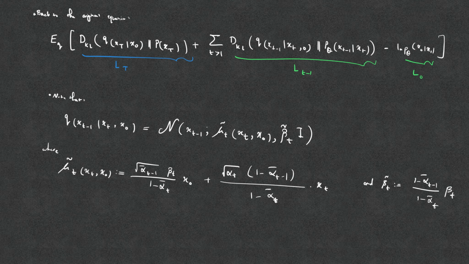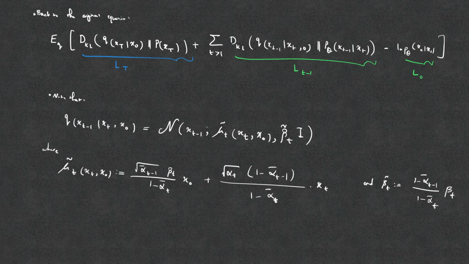In their notations, they refer to the first one, which is the KL divergence of the forward distribution on xt given x0 with the p of xt, as LT with the uppercase T. For each one of these terms inside this summation, you have LT minus 1, which corresponds to the KL divergence between the q of xt minus 1 given xt and x0, we'll talk about this more, and the p theta of xt minus 1 given xt for the reverse process. And then for the L0, you will have the p theta of x0 given x1.